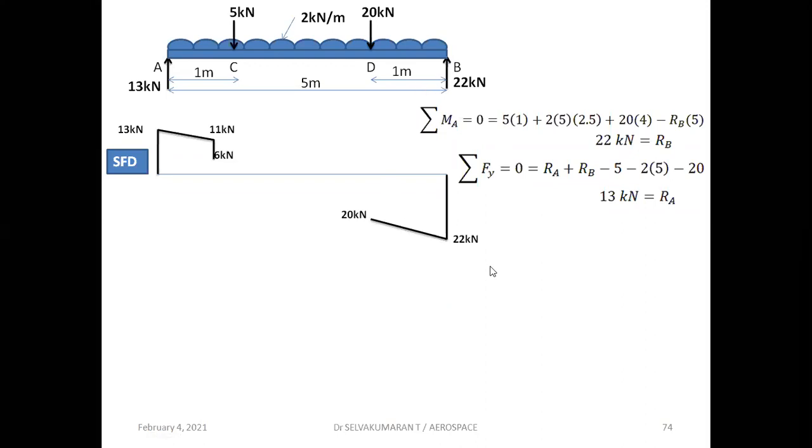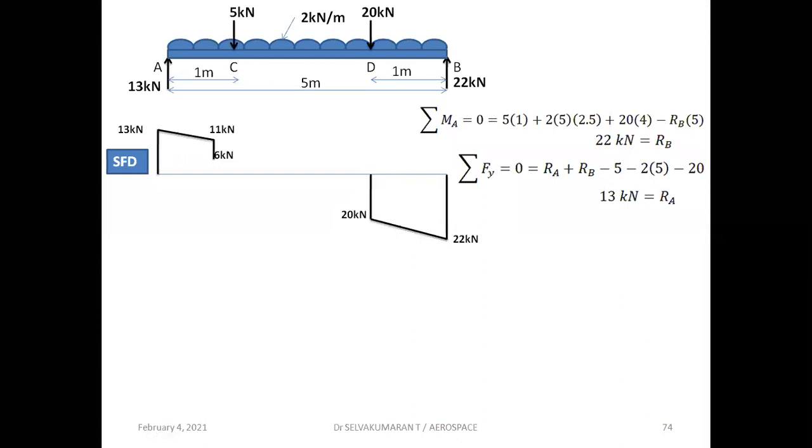Once we reach the point D, 20 kilonewton is acting downward. Now we are proceeding from right hand side, so from the right hand side, downward is positive. So plus 20 point load. Already you have minus 20 shear force at D. So plus 20 minus 20, the shear force is 0.